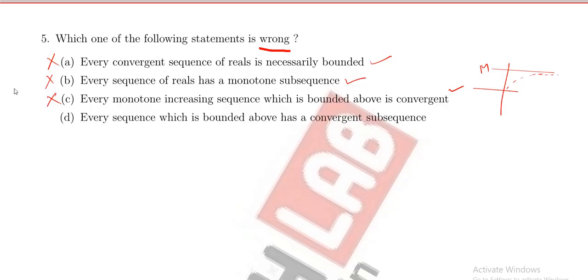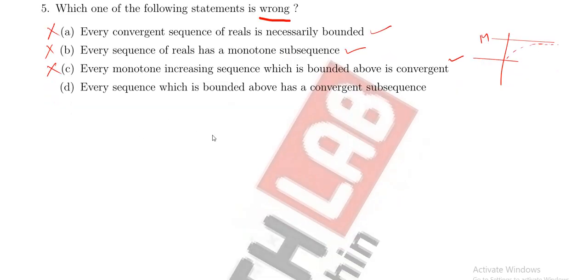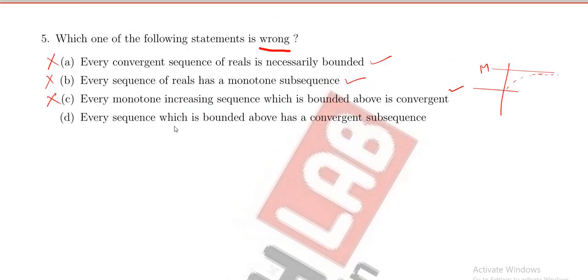Now, every sequence which is bounded above has a convergent subsequence. Okay, so here actually every sequence has a monotone subsequence. That is, the statement is right as in B. But every sequence which is bounded above has a convergent subsequence, that's not true. So here is an example. Bounded above sequence. You consider the sequence a_n equal to minus n.